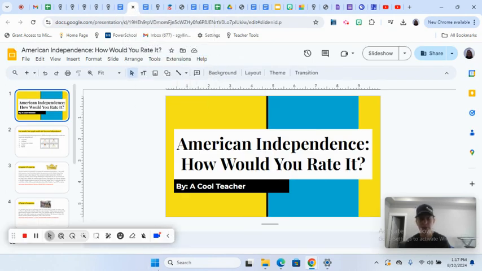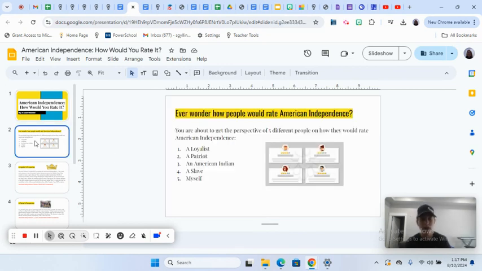So this is something I came up with. So again, here would be your title, American Independence: How Would You Rate It, by a cool teacher. That would be me. Here's an introductory slide. Ever wonder how people would rate American independence? You are about to get the perspective of 5 different people on how they would rate American independence. Number 1, a loyalist, a patriot, an American Indian, a slave, and myself.